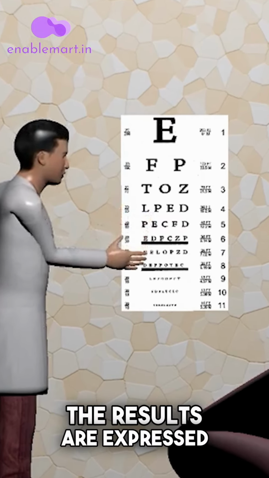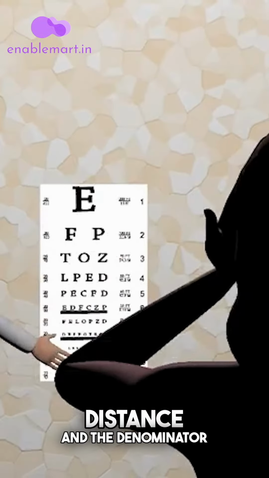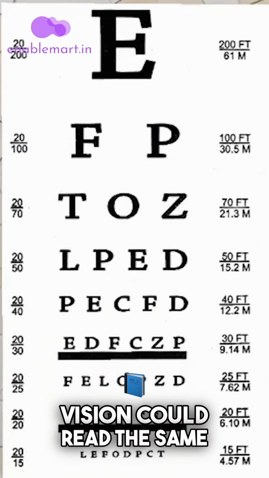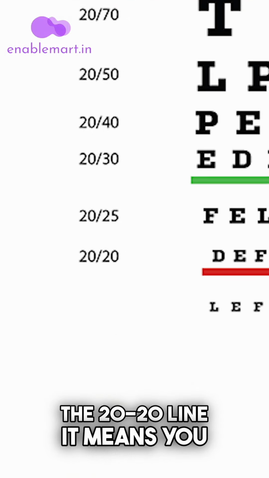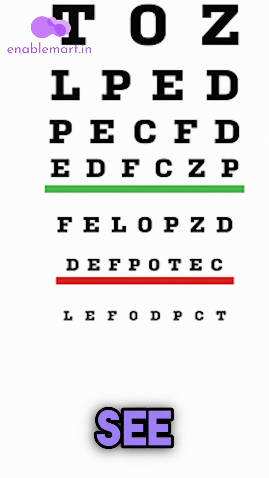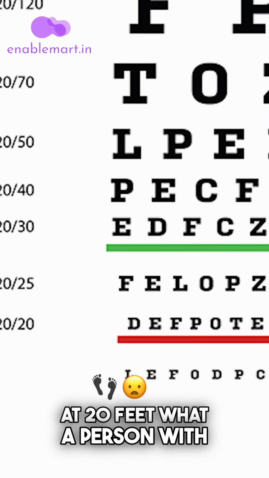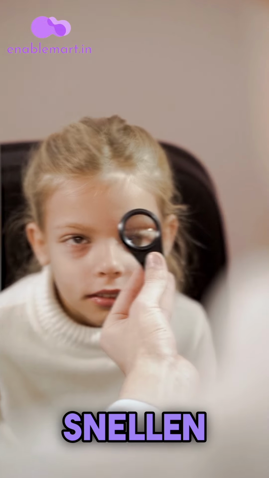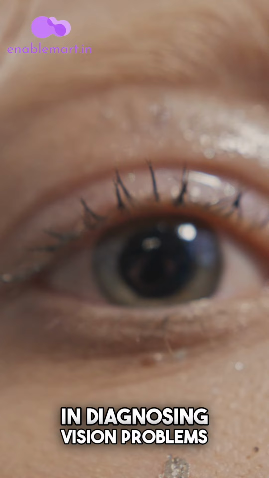The results are expressed as a fraction, with the numerator representing the testing distance and the denominator representing the distance at which a person with normal vision could read the same line. For example, if you can read the 20/20 line, it means you can see at 20 feet what a person with normal vision can see at 20 feet. If you can read the 20/40 line, you can see at 20 feet what a person with normal vision can see at 40 feet.